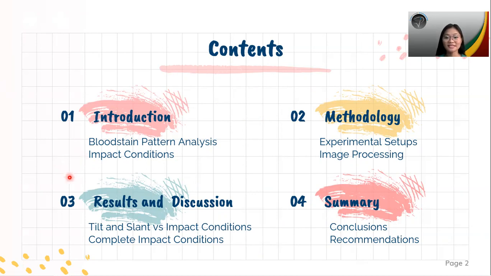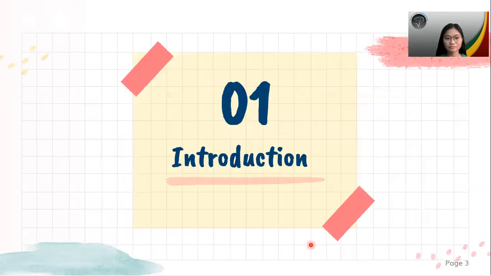And then I will discuss how I obtained the physical properties of the solution used, how I conducted the passive drop experiments, and how I processed my images. Afterwards, we will look at the relationship of the tilt and slant with the impact conditions, as well as the complete impact conditions obtained in this thesis. And then I will summarize everything again in the conclusions and recommendations.